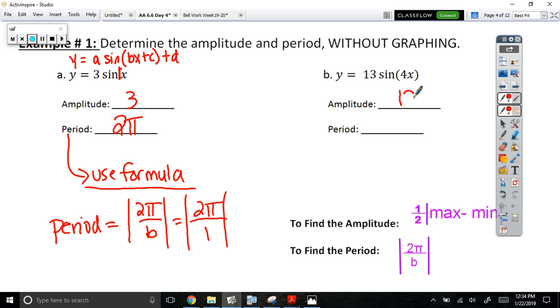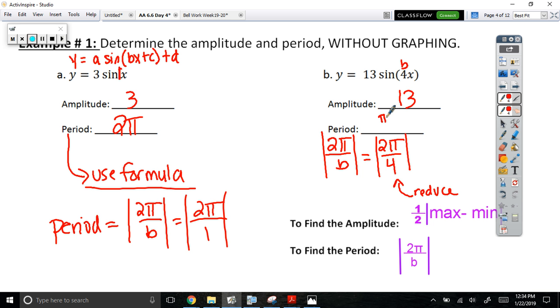Amplitude, easiest question, it's 13. To find the period, again, we use our formula, 2 pi divided by the b value. In this case, b is 4. I do want you to reduce the fractions if possible. So 2 pi fourths would reduce to be what? Pi over 2, or 1 pi over 2. So that means instead of taking all 4 spaces to repeat, it's actually going to repeat really fast between 0 and pi halves. So the graph will look slightly different.